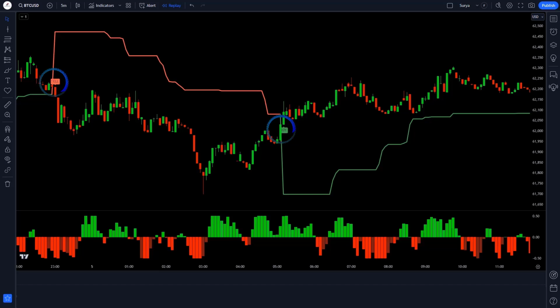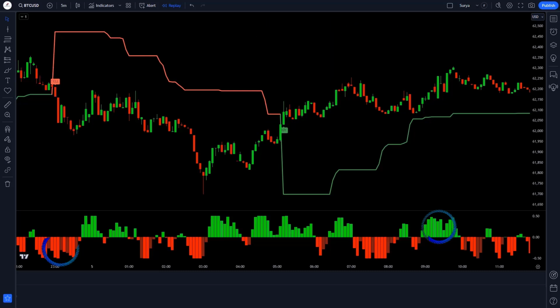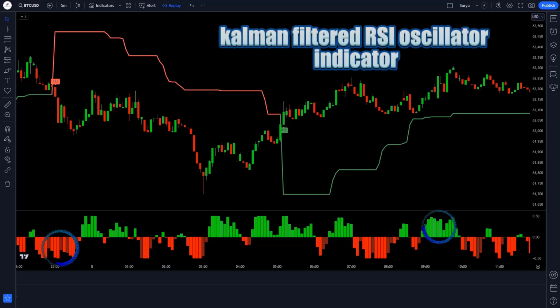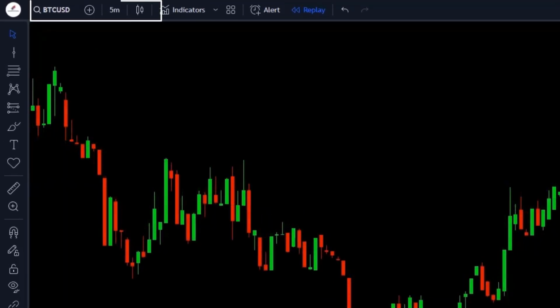First, let's learn about trading tools. The green and red arrow indicator that we see in the chart is called the Accurate Swing Trading System Indicator. And the green histogram and red histogram indicator that we see in the chart is called Kalman Filtered RSI Oscillator Indicator. Now let us tell you how we want to trade. We open the BTC USD 5-minute chart.